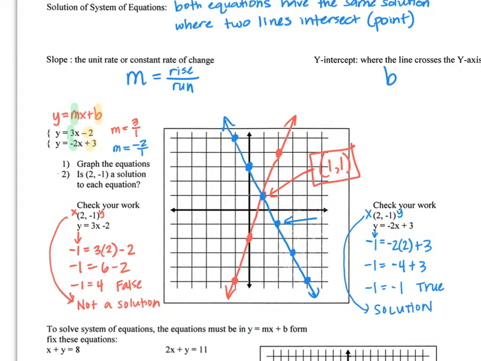That should make sense because the point 2, -1 is on the blue line. You see it right there, this one. It's on the blue line, but it's not on the red line. So we get a true statement. It's a solution for the blue line, but it doesn't work for the red line. And when we solve a system, like if we use 1, 1, right? This is our answer. It's on the blue line and it's on the red line.